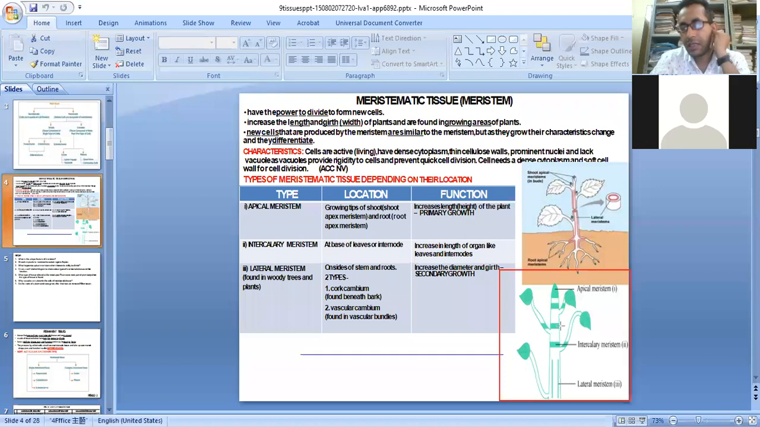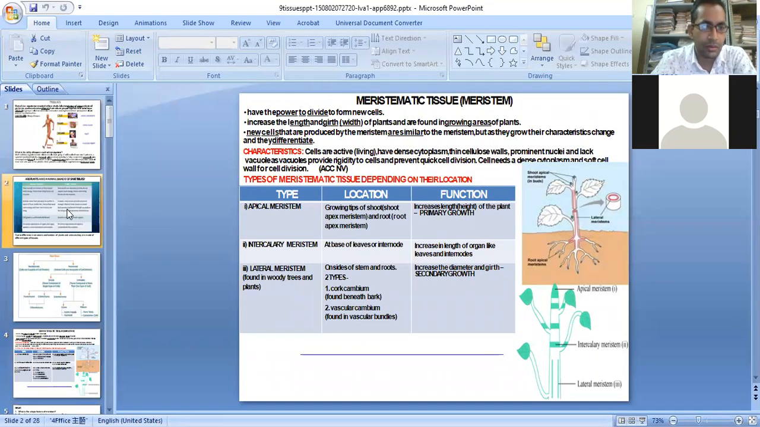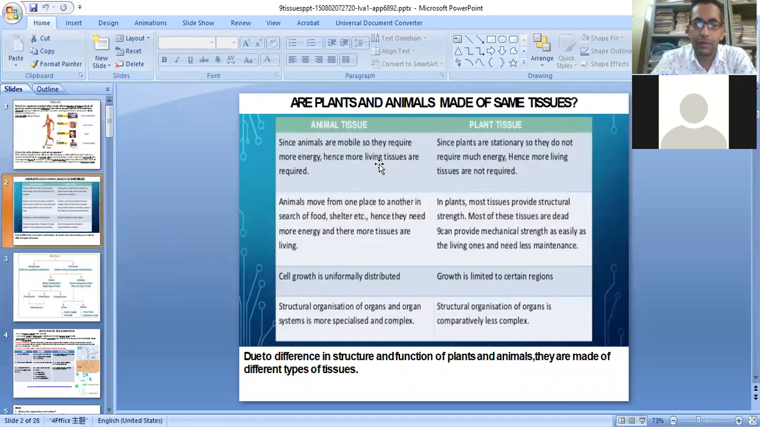You might have studied in earlier classes that if we cut the plant from here, and pluck the leaves from the buds and all, then it results in branching, where different branches come out from here. This is because of the apical meristem. So this we have studied, just a brief recap.